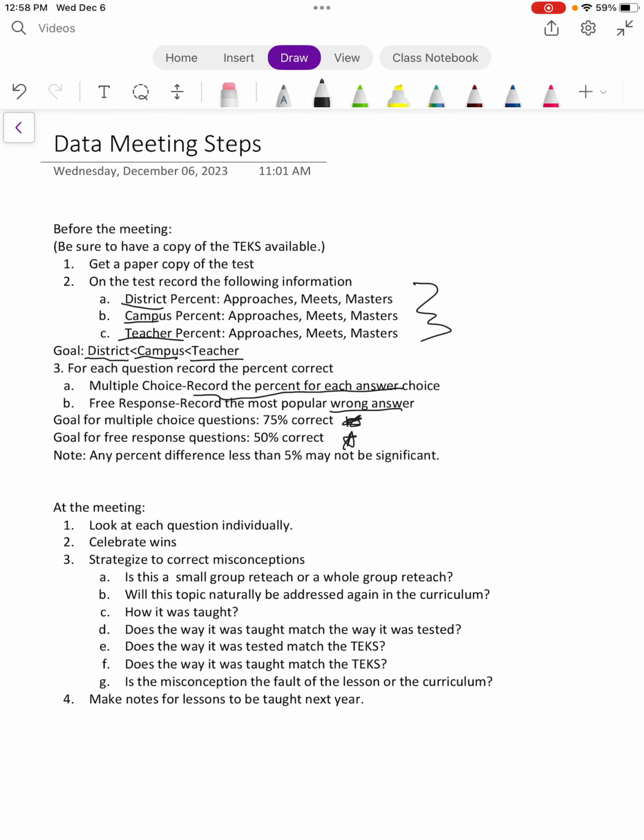Once I'm at the meeting, there are things that I look for. I look at each question individually. You always want to take time to celebrate your wins. And then I do some strategizing to correct misconceptions. These are all the questions I might ask myself while strategizing to correct misconceptions. There might be other questions that aren't listed here, but whatever I do, I definitely want to make notes so that next year's lesson is taught even better.